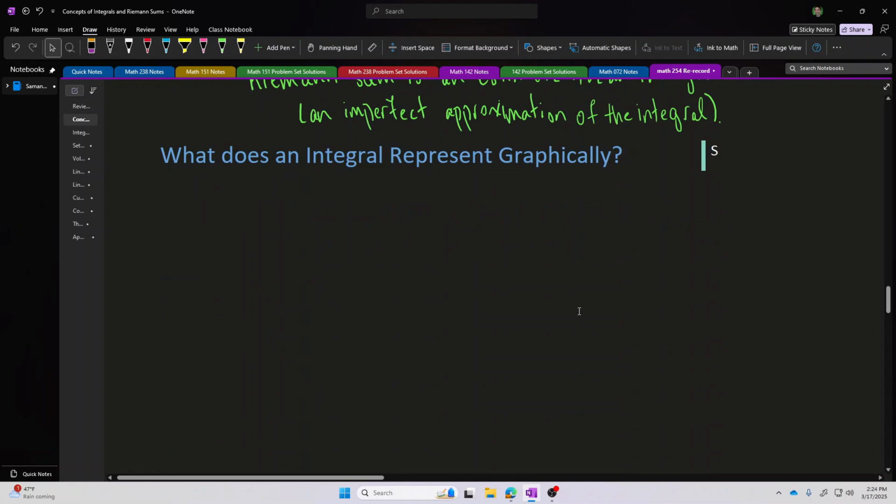Now, we've already discussed a little about what integrals represent graphically. We saw that Riemann sums were an estimate of the net area between a function and the x-axis.